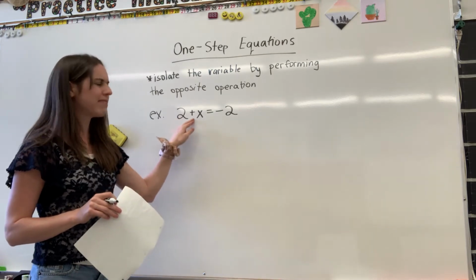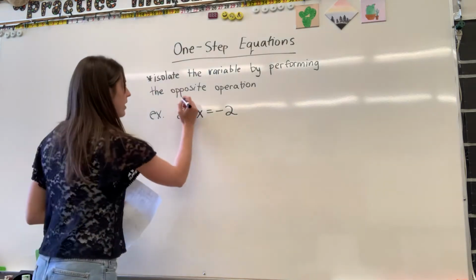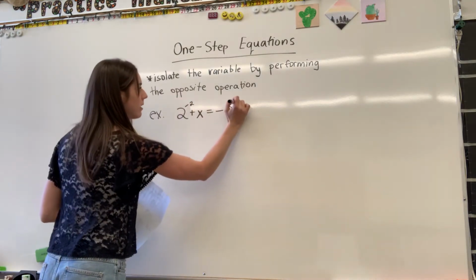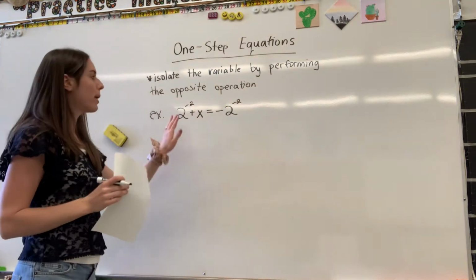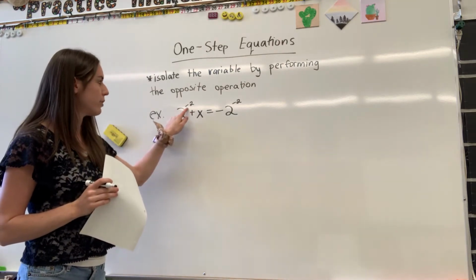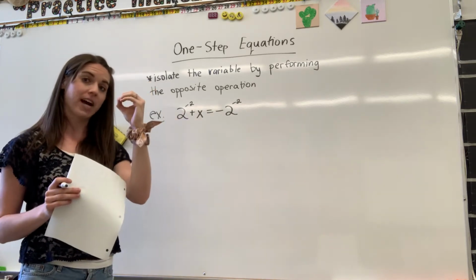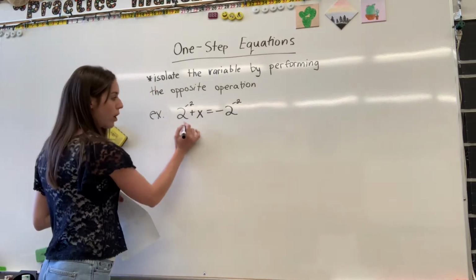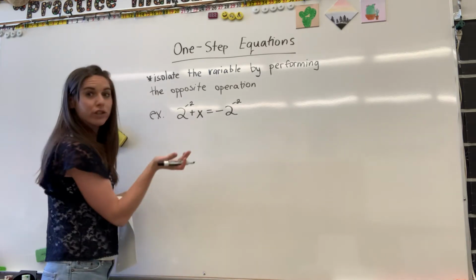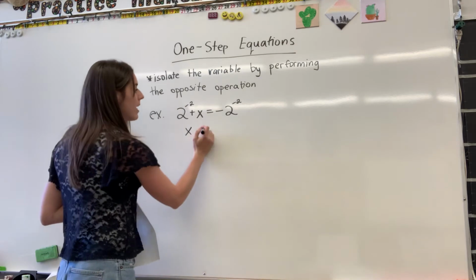So what's the opposite of adding 2? It's subtracting 2. So that's why I'm just going to write a little subtract 2. Whatever we do to one side, we have to do to the other. So if I'm subtracting 2 from 2, what do I get? In this case, I get a big fat 0. So 0 plus x, or just, again, x, equals.